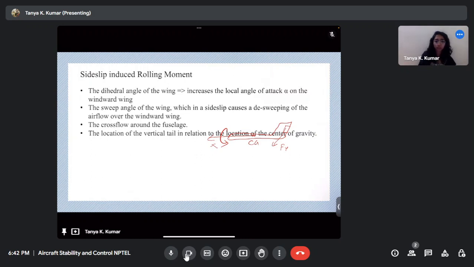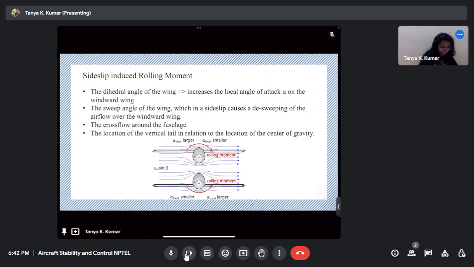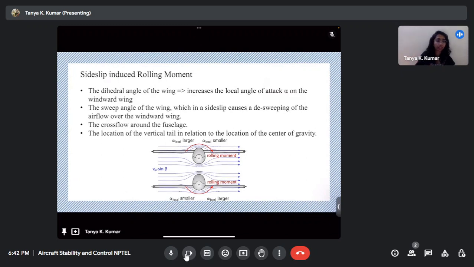Now that it's loaded, around the fuselage, due to the low and high wing, it produces a rolling moment because of the cross flow around the fuselage. You can see it here. Again, there is a difference in angle of attack on the windward and the leeward side, and this depends on the positioning of the wing, high wing or low wing, right? So this also produces a rolling moment. These are the several factors which contribute towards producing a rolling moment when the aircraft encounters a side slip.